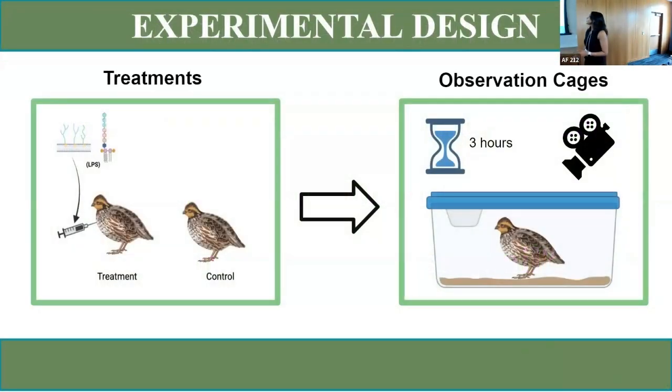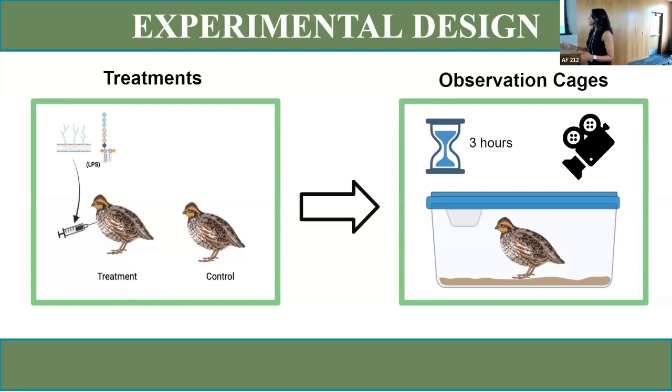So to give you a little rundown of our experimental design, we had a treatment group and a control group. Our treatment group was injected with LPS, whereas our control group was not injected with anything, including a sham injection or a saline injection. This is in order to prevent introducing additional variables that could come about through an inflammatory response at the site.